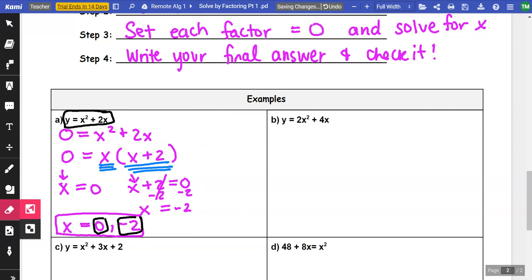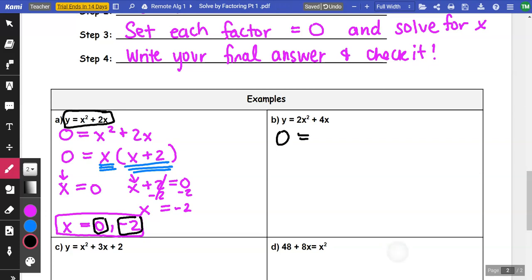All right, so let's check part B. For part B, our first step, set y equal to 0. Make the equation equal to 0. So 0 equals 2x squared plus 4x. Step 2, factor. Your GCF of 2x squared and 4x is 2x, and that leaves you with x plus 2. So your factored form is 2x times x plus 2.